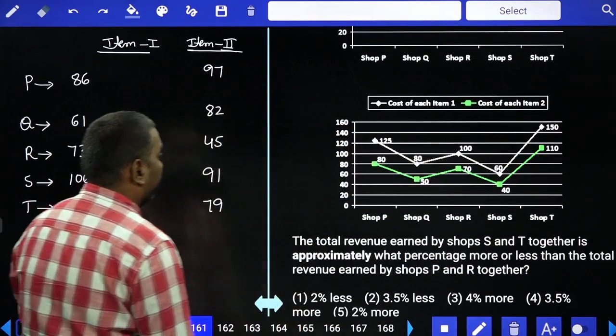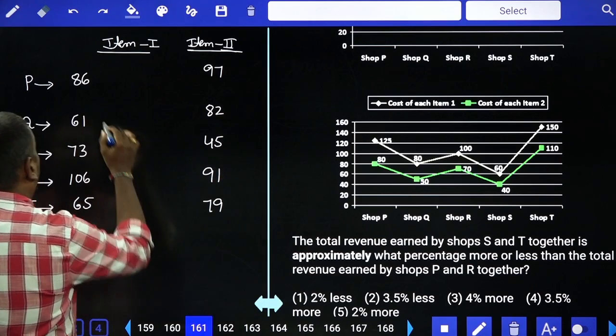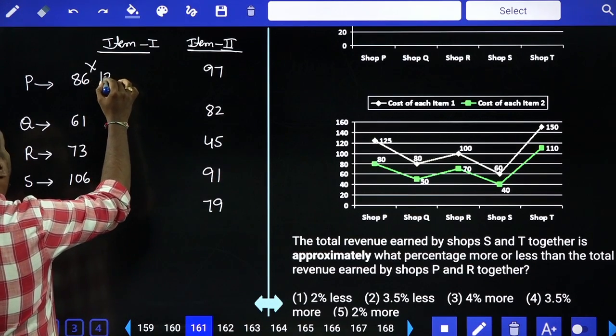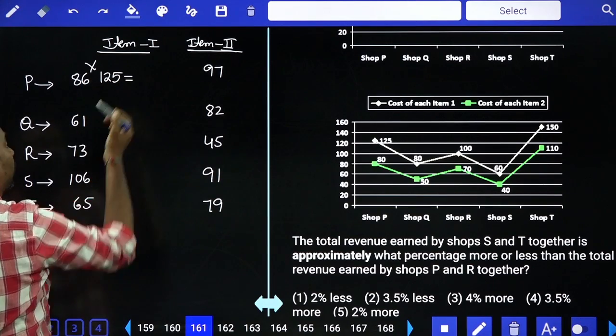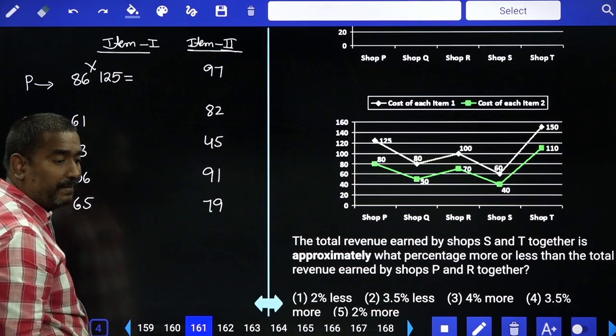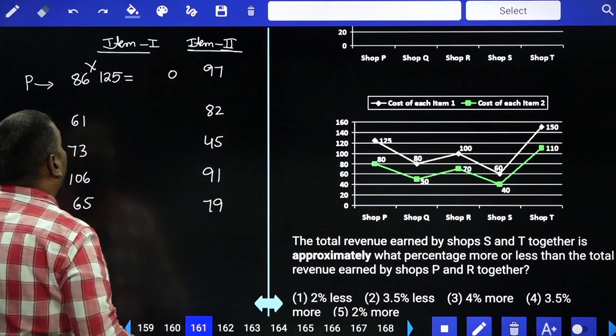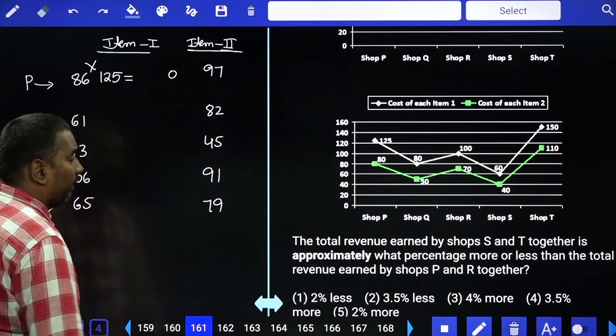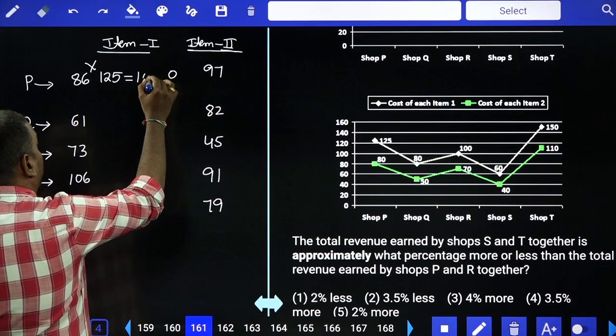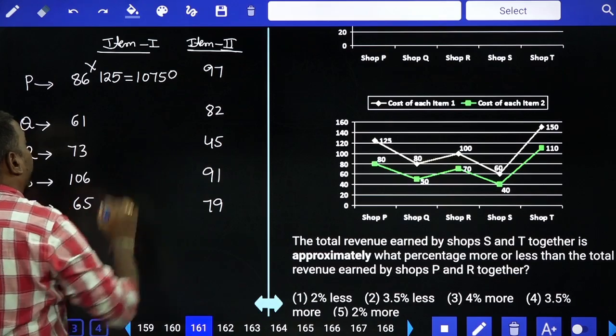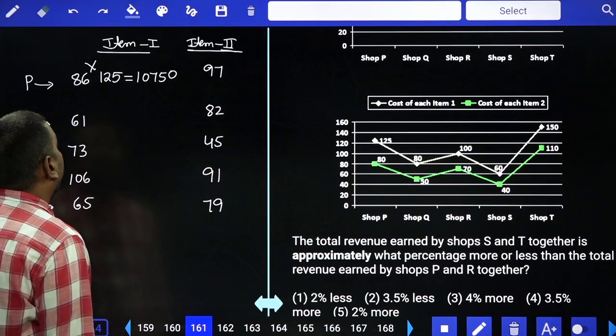Cost of each item 1 is 125 rupees. 86 into 125. 125 sixes are 750, carry 75, write down 0. 125 eights are 1000 and 1000 plus 75, 1075. 10,750 rupees.